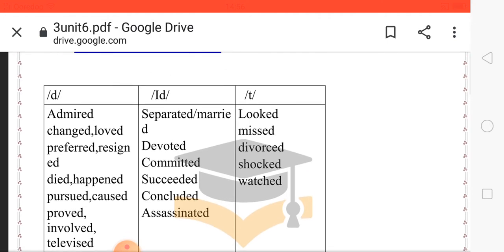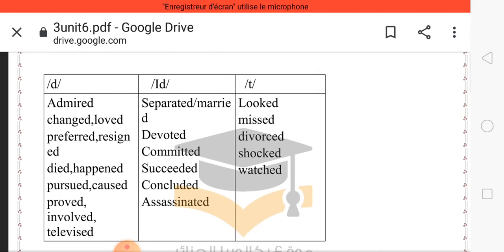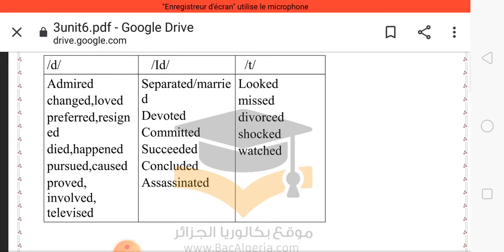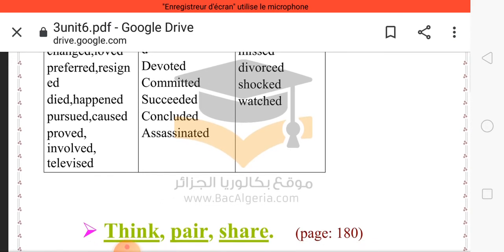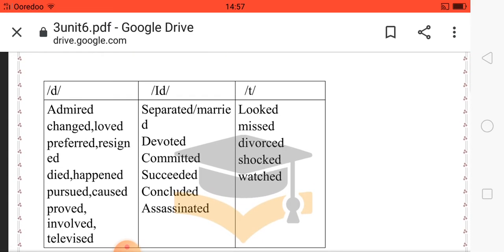Okay, let's see now words ending with ed, but I hear the T sound at the end. Looked, missed, divorced, shocked, watched. Okay? Good, it's fabulous. Now, you understand the difference between the sounds, although we have the same ending.